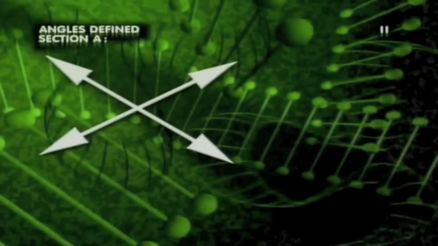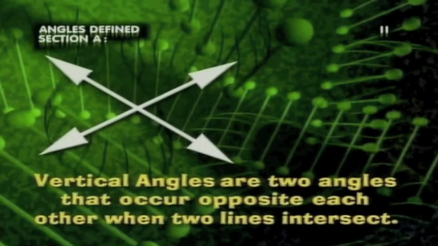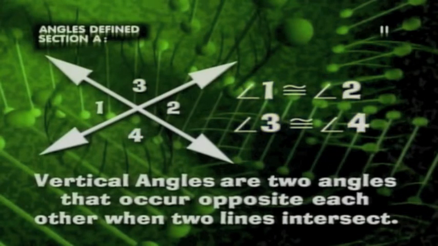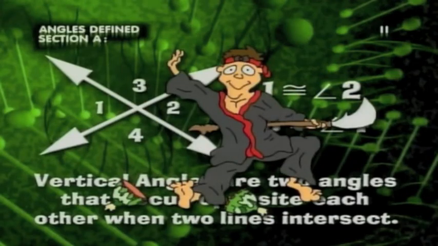Next, vertical angles. Vertical angles are two angles that occur opposite each other when two lines intersect. When these two lines intersect, they form four angles. In this diagram, angles 1 and 2 are vertical angles. So are angles 3 and 4. The cool thing about vertical angles is that they're congruent. So if you know the measure of one, you also know the measure of the other.